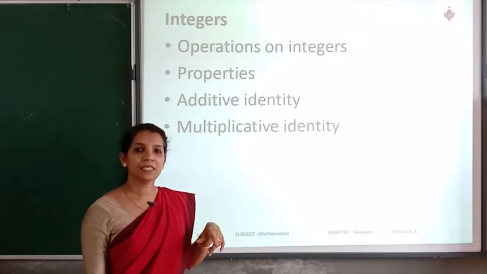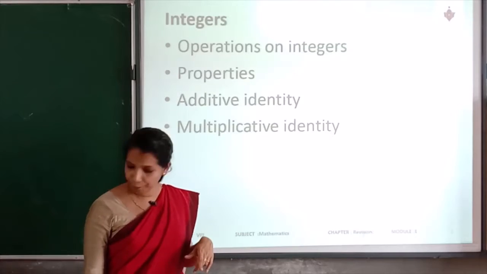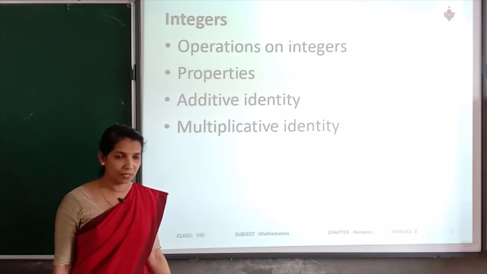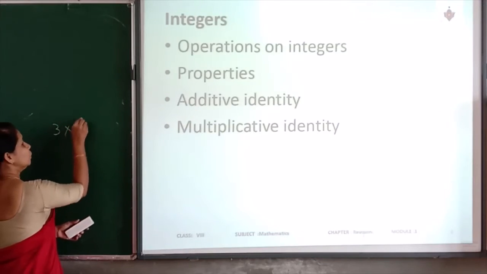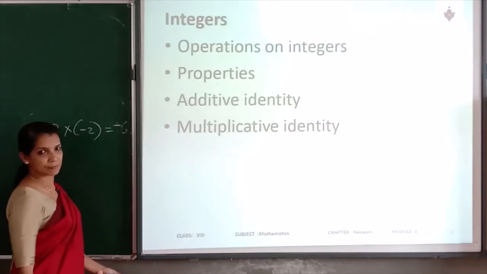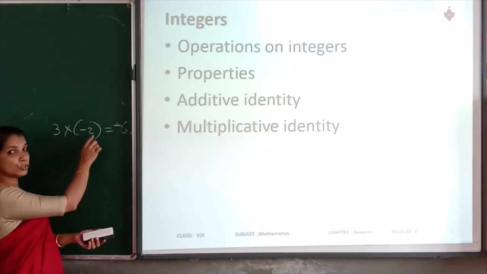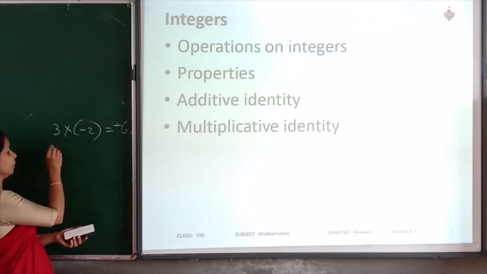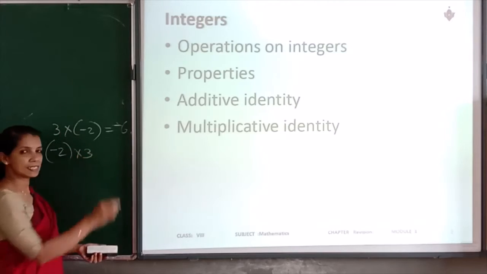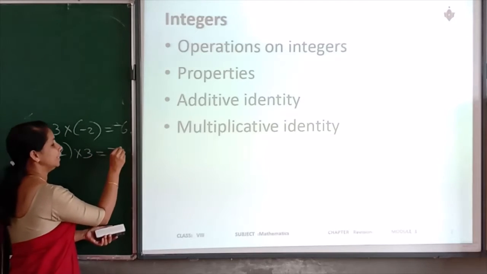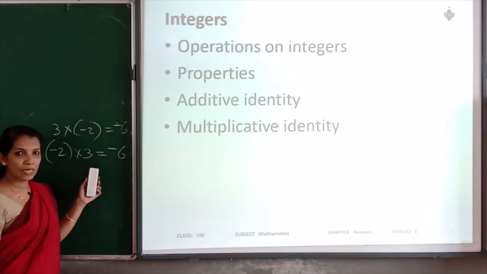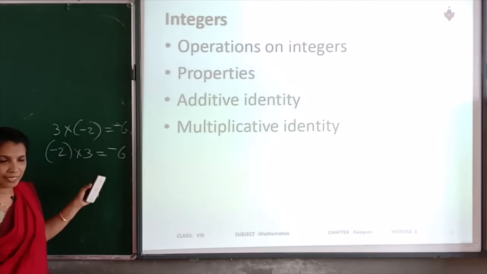Now the next property is the commutative property. When you multiply two integers, you can multiply them in any order. 3 into minus 2, what is the answer? Minus 6. When you change the order, take negative 2 as the first number into 3 as the second number, what is the answer? There also you will get the same answer, negative 6. So, two numbers can be multiplied in any order.